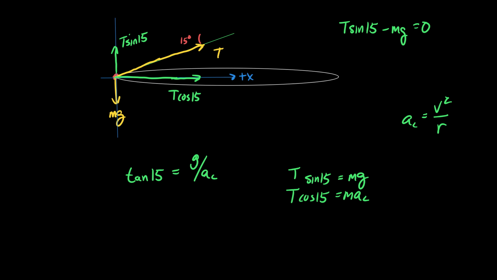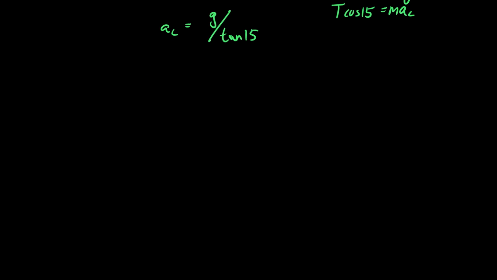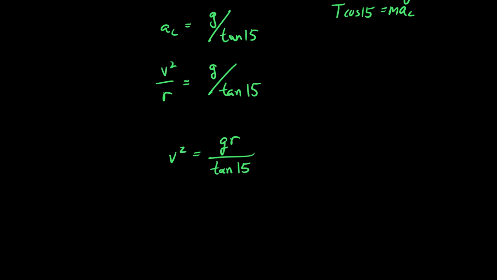All righty. I know that a_c has got the velocity buried in it, so I'm going to solve this for a_c and get a_c equals g over tan 15. And that's going to be v squared over r equals g over tangent 15. I do need r before I proceed, but I'm going to go ahead and multiply both sides and get v squared equals g r over tangent 15. I need r, though. It wasn't given to me in the problem.